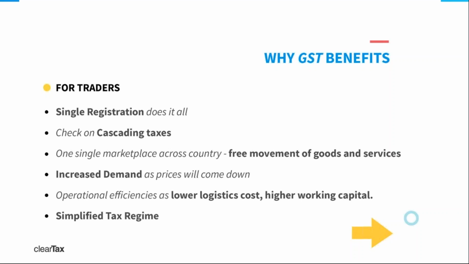So once GST comes in, it's a single registration. You just have to obtain a single registration in a state, and then you can provide services, you can deal in goods, and you can do manufacturing activities as well. Check on cascading, definitely we discussed how it is going to address all cascading effects.